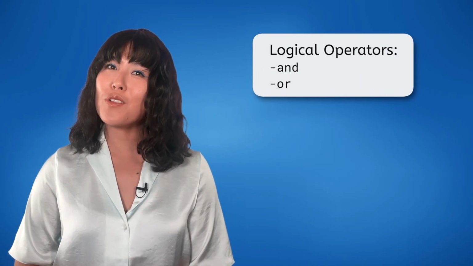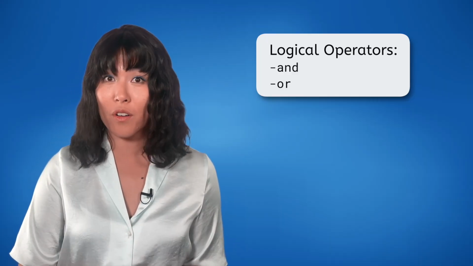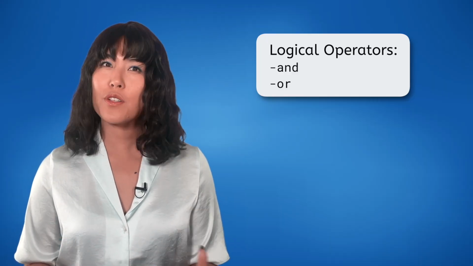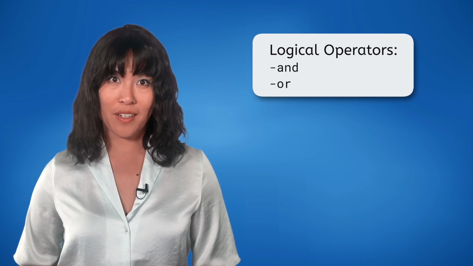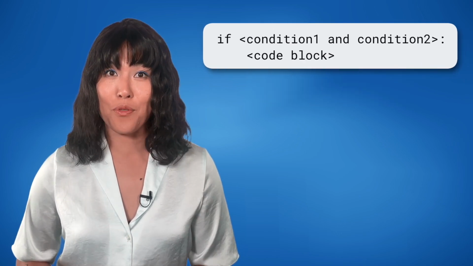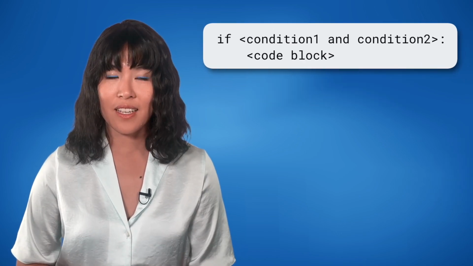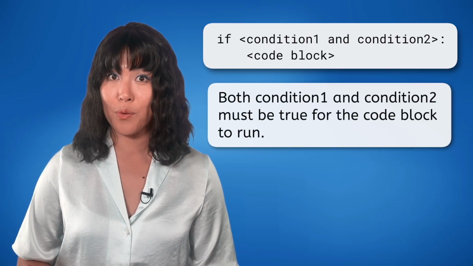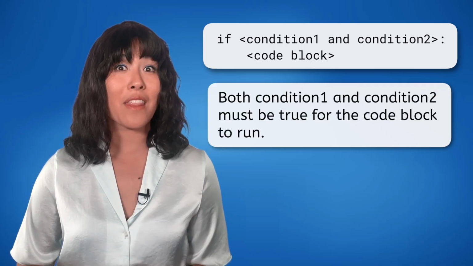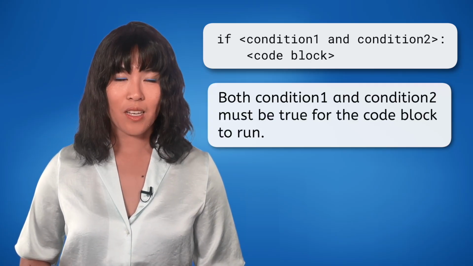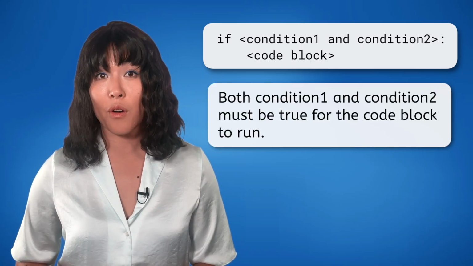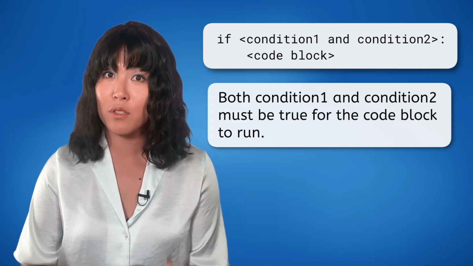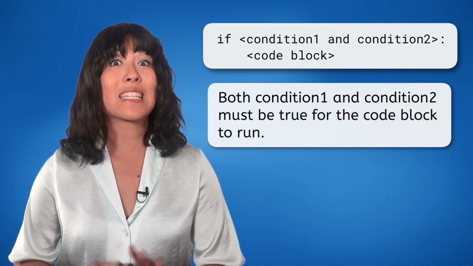Decisions often aren't just straightforward, they can hinge on multiple factors. Here's where our logical operators and or play the pivotal role. Let's first take a look at the and operator. The and operator is placed between two conditions. Each condition is checked individually, and if both conditions are true, the whole condition becomes true and the code block will execute. But if even one of the conditions is false, the whole condition becomes false and the code block will be skipped.